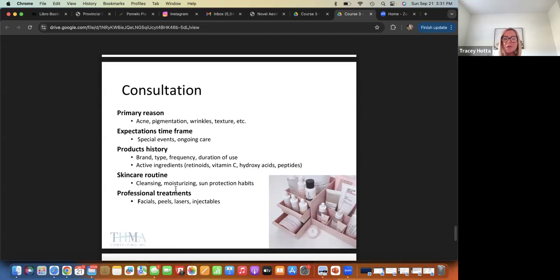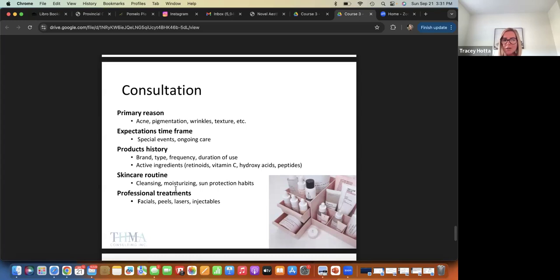Expectations, time frames. So anytime you're doing a treatment, I think it's very important to ask, do they have anything important coming up over the next several weeks? And do they have a goal? Are they getting married? Are they traveling? So very important to figure out time frame, because you're not going to want to do some of these treatments too close to a particular event.